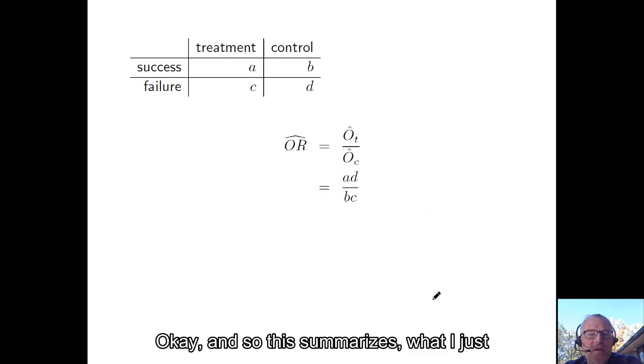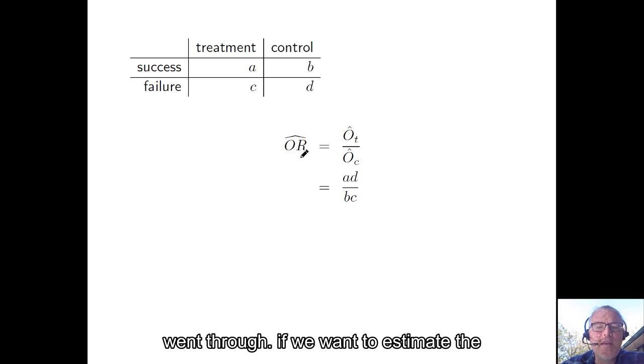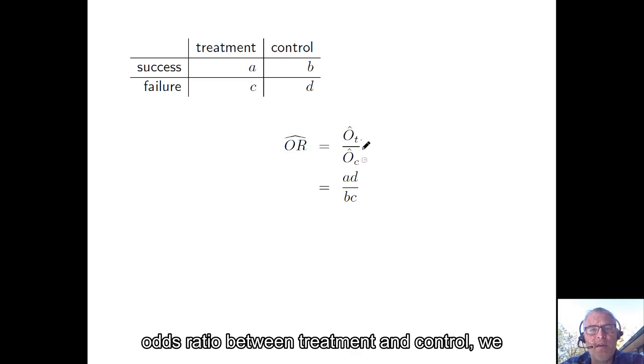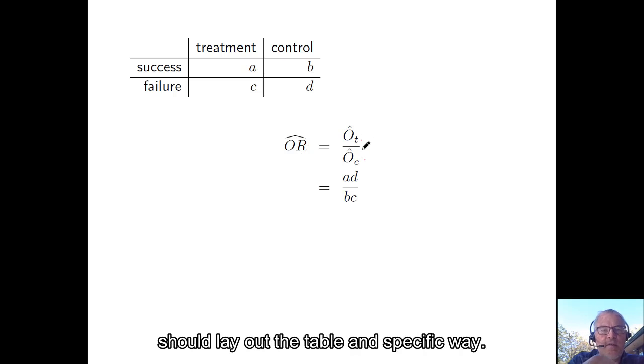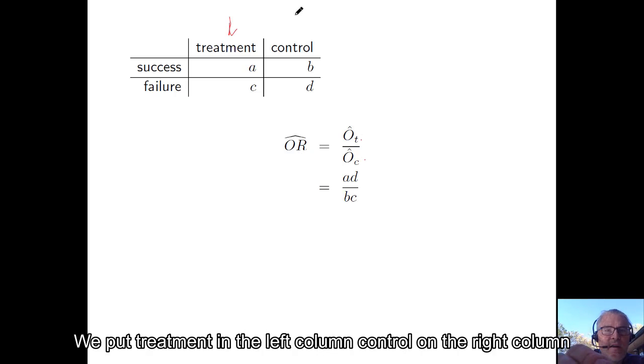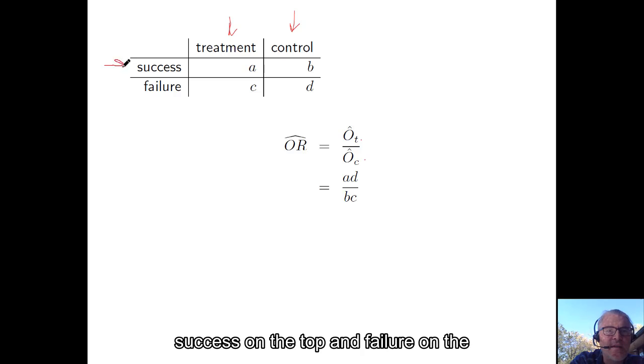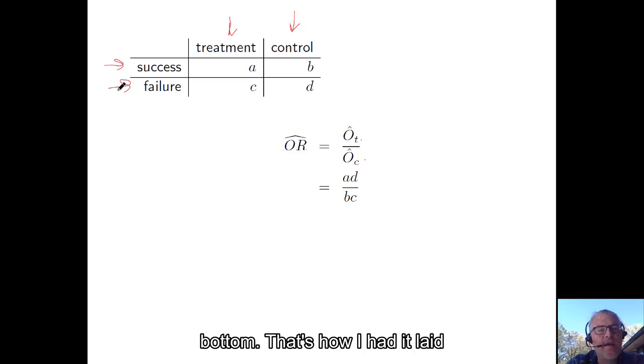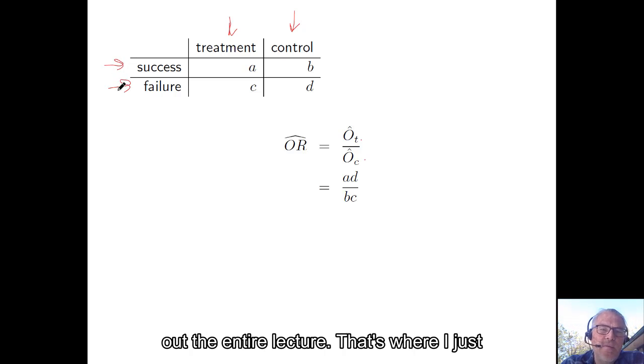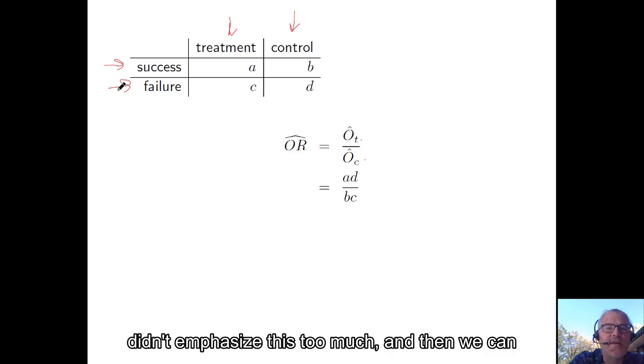Okay, and so this summarizes what I just went through. If we want to estimate the odds ratio between treatment and control, we should lay out the table in a specific way. We put treatment in the left column, control in the right column, success on the top, and failure on the bottom. That's how I had it laid out the entire lecture thus far. I just didn't emphasize this too much.